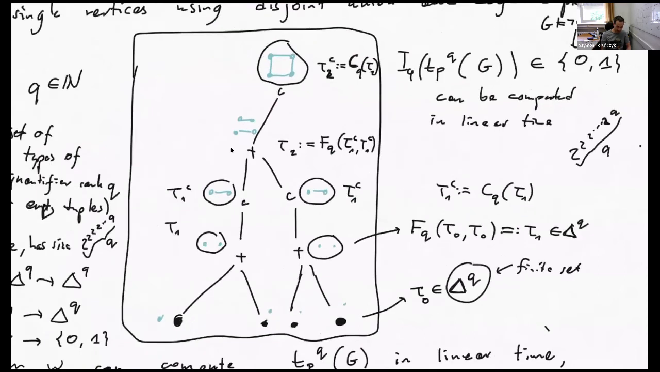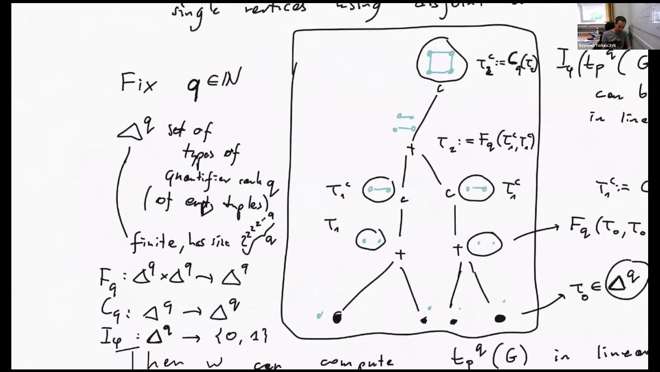So how do we pick our quantifier rank Q? This is in the beginning. If we want to determine whether a sentence phi holds in the graph, we fix Q to be the quantifier rank of the formula.